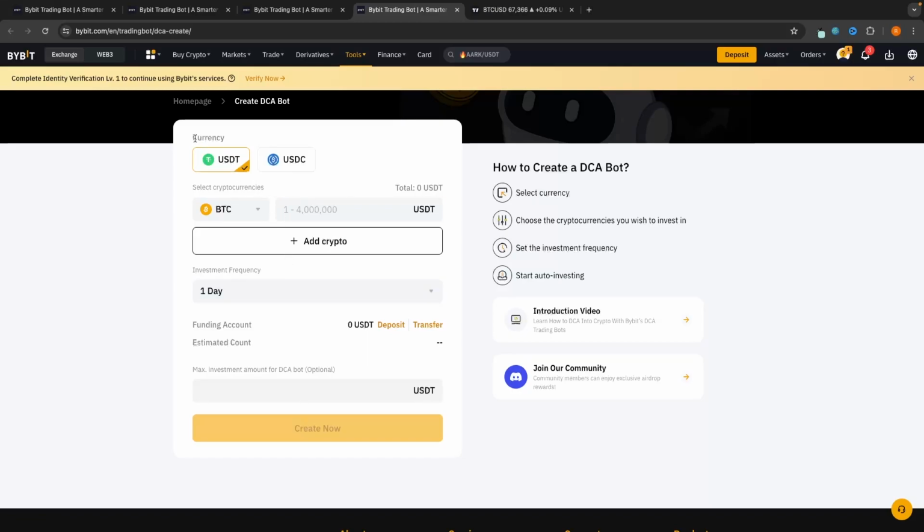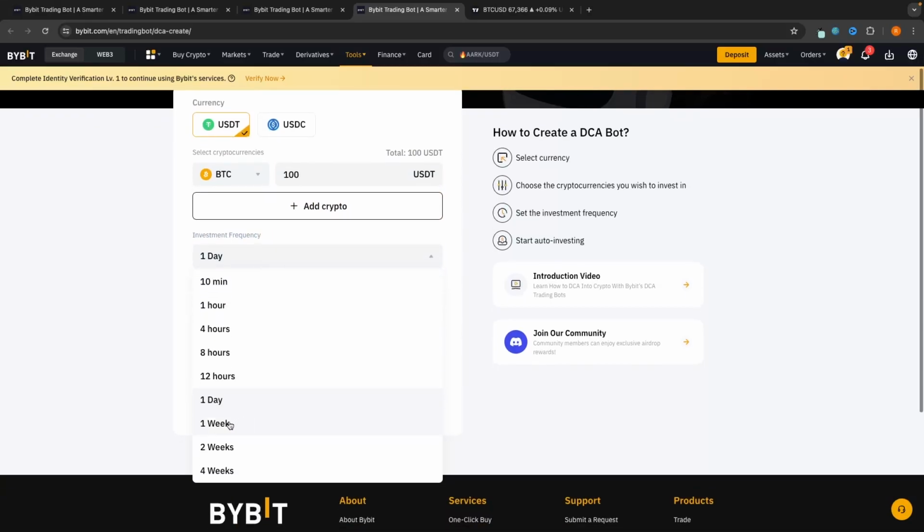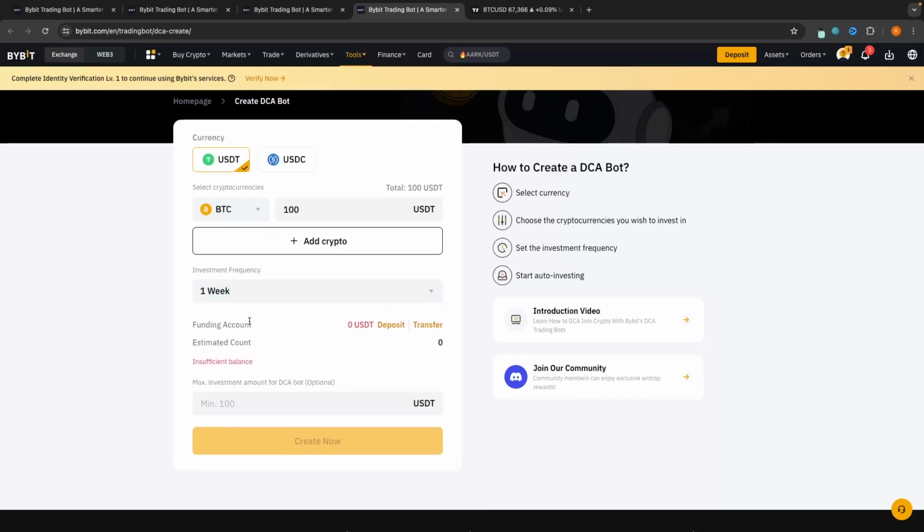And essentially what we can do is we can choose the currency right here. Let's go USDT. And let's say we want to invest in Bitcoin. So what I could do is I could enter in here, I want to buy 100 Bitcoin. Then I can choose the investment frequency. So I can say every week. Every week, I want to buy 100 Bitcoin, no matter what the price is at, and I just want to store it in my account. So once again, this DCA bot is not futures.